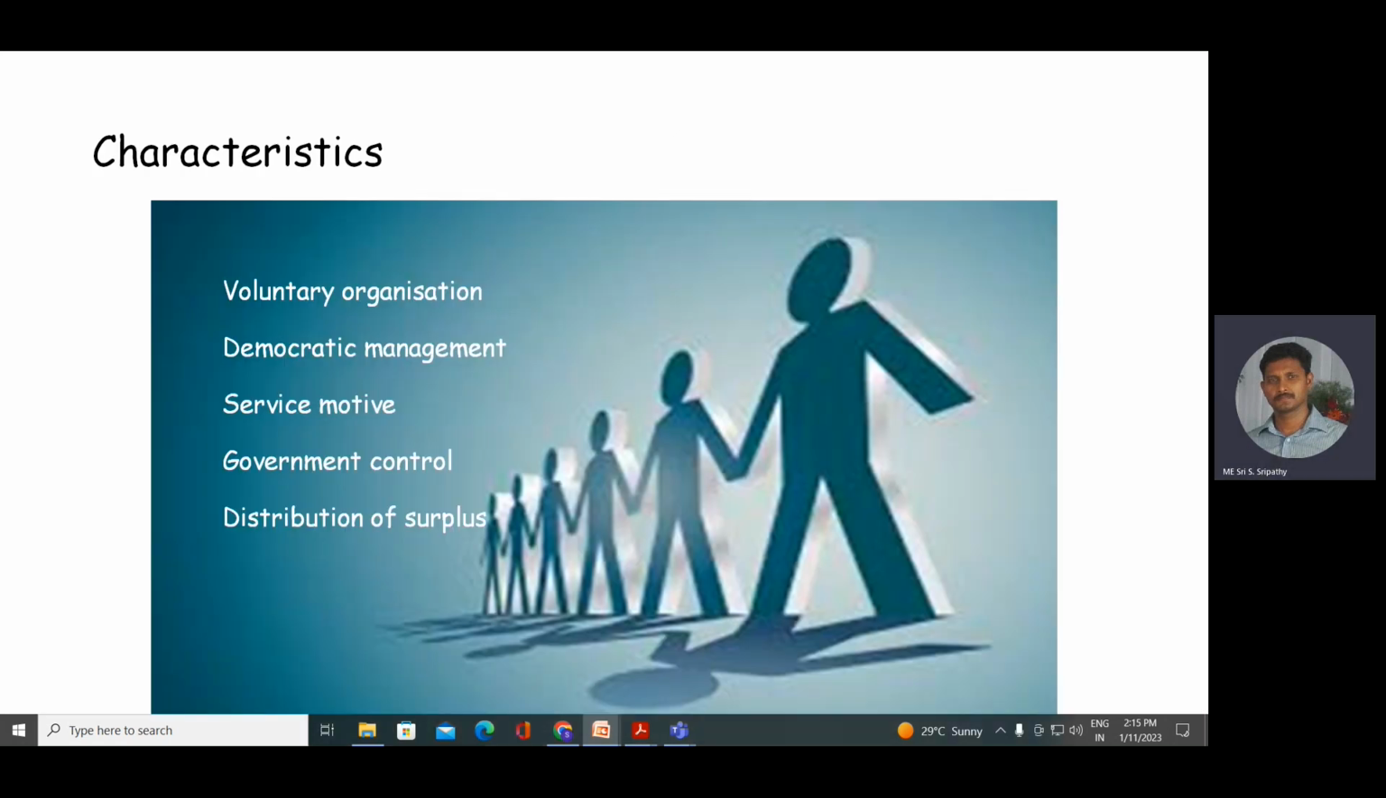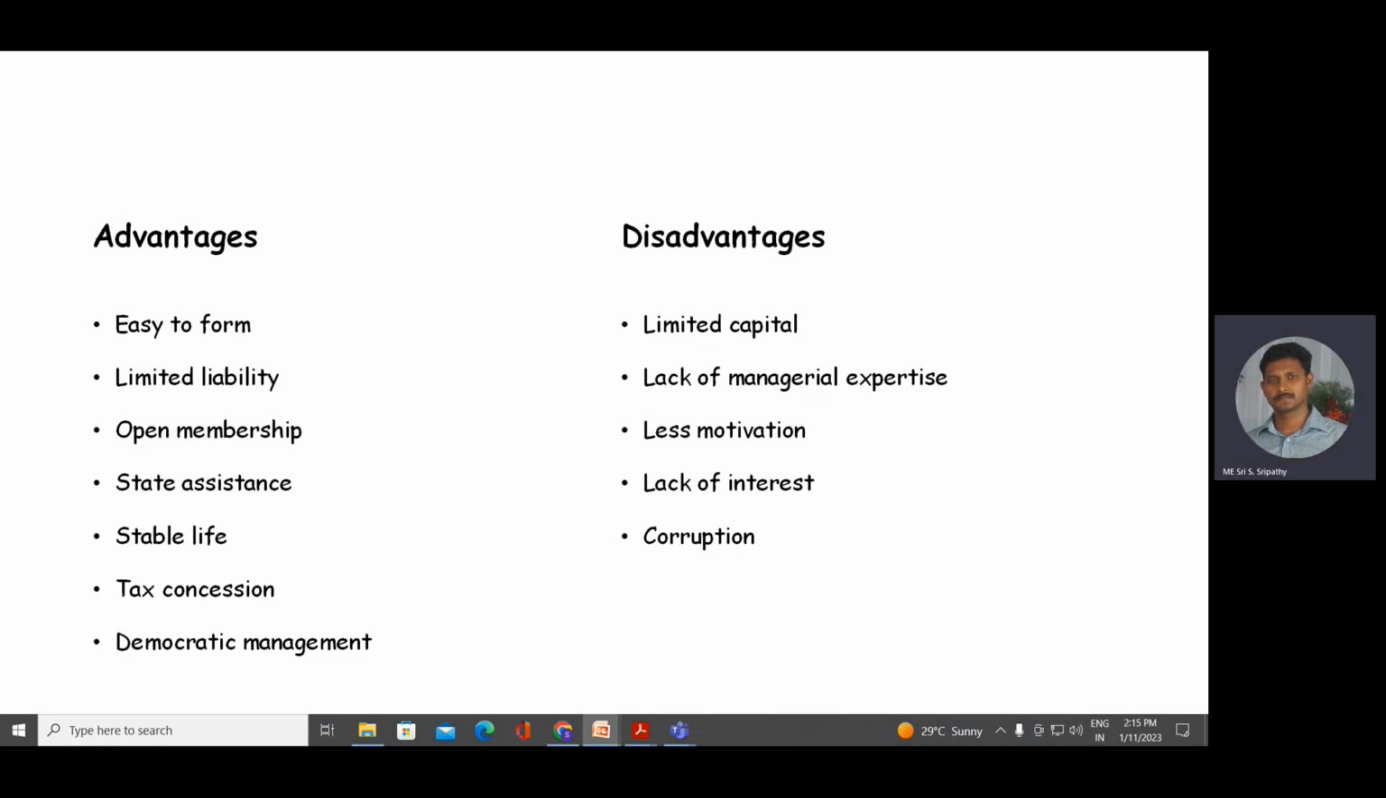The characteristics of cooperative organization are voluntary organization, democratic management, service motive, government control, distribution of surplus. Advantages: easy to form, limited liability, open membership, state assistance, stable life, tax concession, democratic management. Apart from these advantages, the disadvantages are as stated: limited capital, lack of manager expertise, less motivation, lack of interest, corruption.